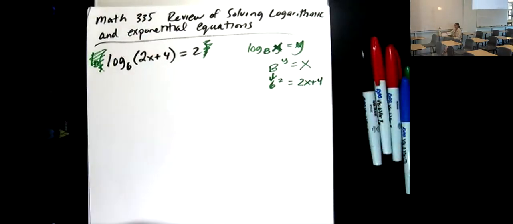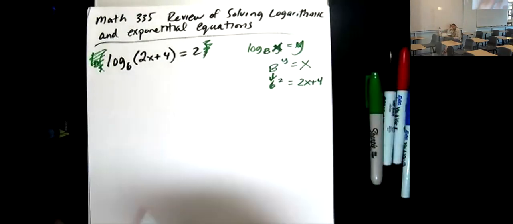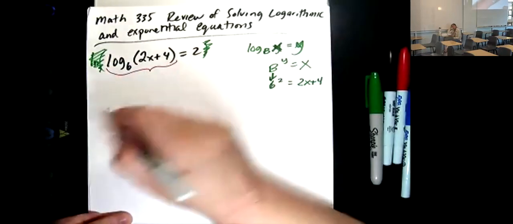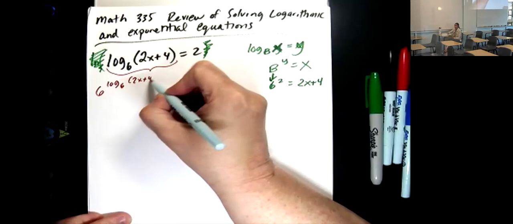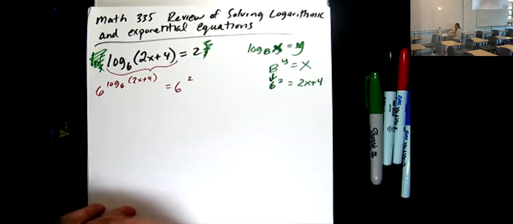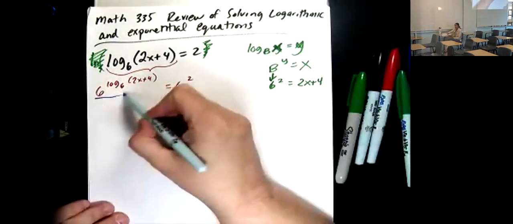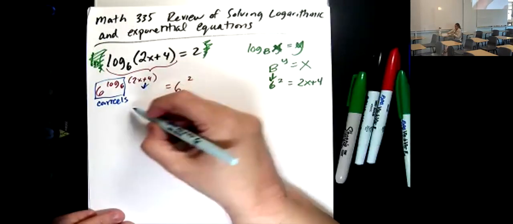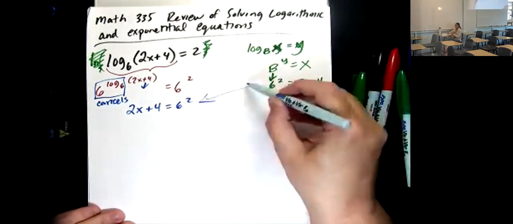Now, that's the other way we can do it. The other way that you might like better, once you get used to doing it, is whatever base is here, treat this whole thing as an exponent for that base. And do it on both sides. Because this part right here cancels out, cancels each other. And this kind of just comes down and we get 2x plus 4 equals 6 squared. And you can see we have the same thing either way.